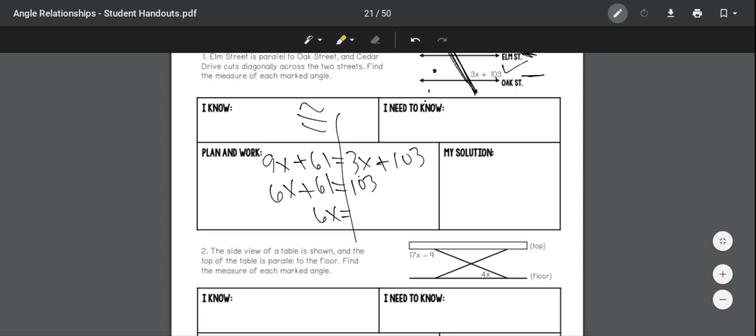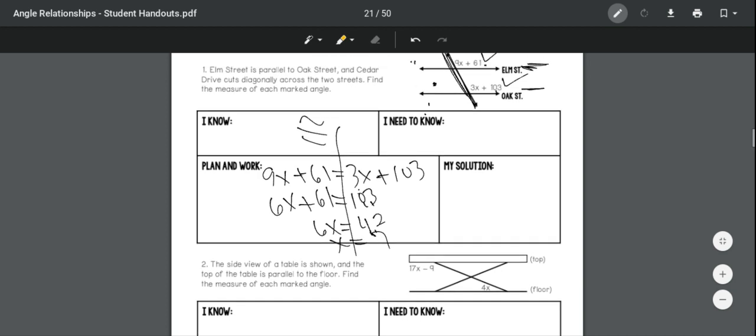And that gives us, let's see here, 103 minus 61. Does that make sense? 42. Yep, 42. And then we're going to divide by 6. So that gives us 7. So we know that x is 7, but now it's asking for the angle measures.